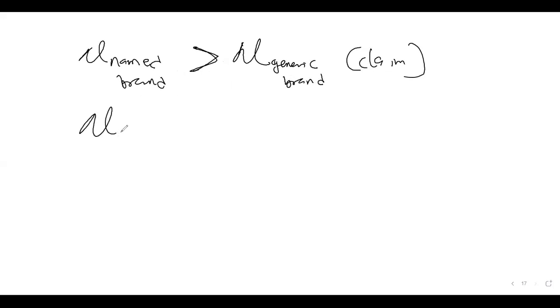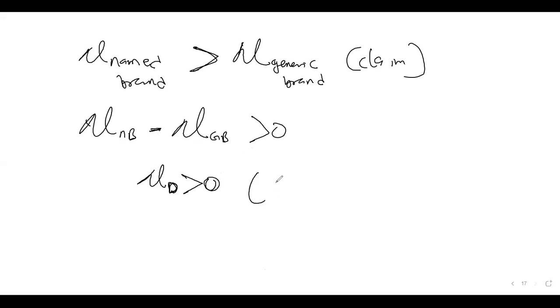In other words, the name brand minus the generic brand should be greater than 0. But normally when we are solving this, we want the formulas to look different from the independent samples. So this minus this, we denote it by the difference between the two. So the average difference between the two should be greater than 0, and this is the claim. So in terms of hypothesis, the alternative will be that the average difference between the two is greater than 0.